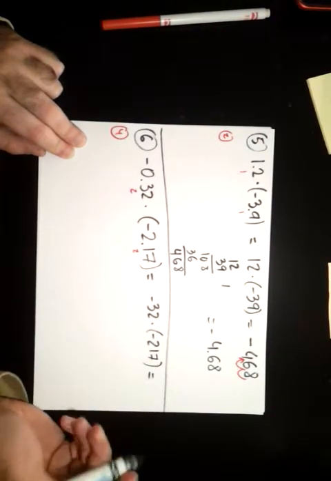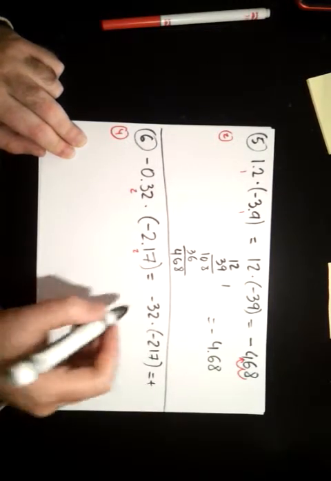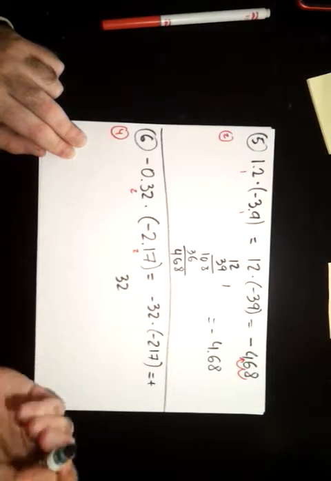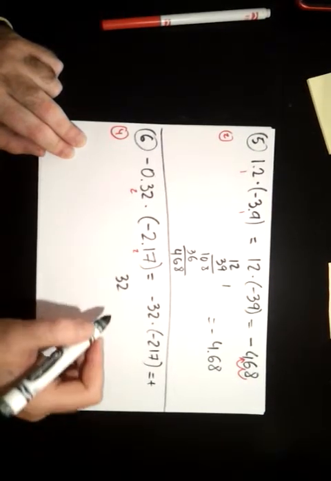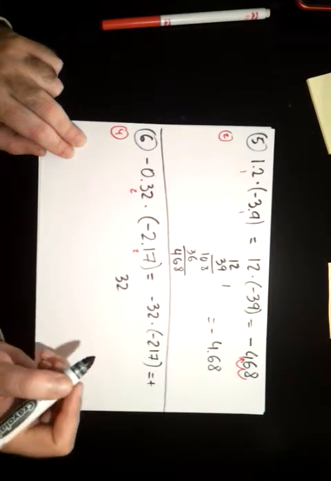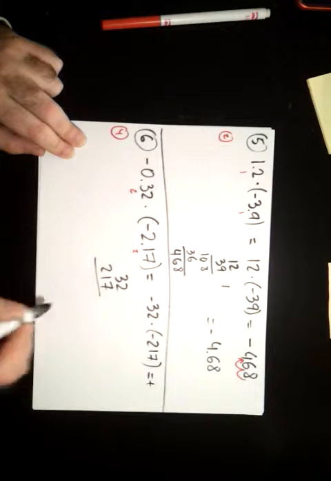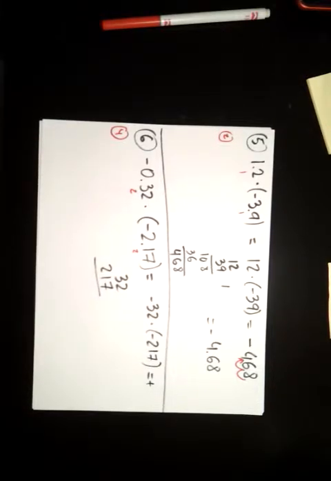The sign of my answer, negative times negative, positive. Then I'm going to do my long multiplication, ignoring both the sign and the decimal. And I know you guys are not going to like me for this because I'm going to stack my 217 on the bottom. You probably want to stack it on the top. Works out the same way, so I don't really mind.